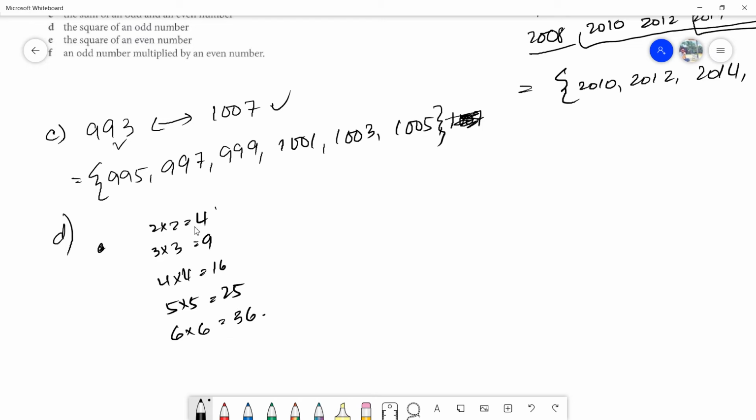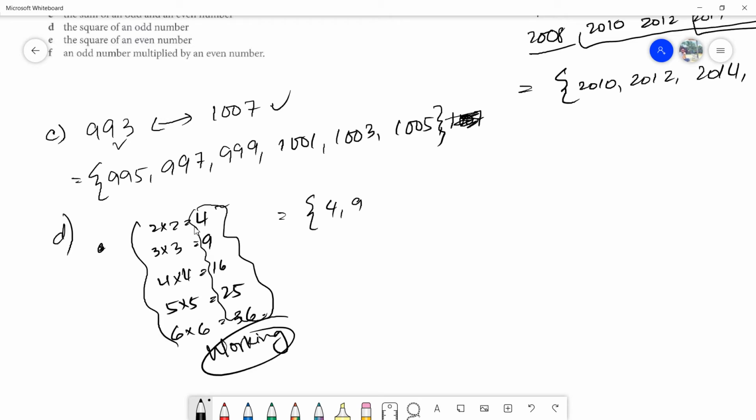So these are our first 5 square numbers. We are going to write 4, 9. This is just working, okay? Please make sure this is just working. You don't have to show it. This is just for you to understand. But if the exam or your test requires you to show your working, then you have to show this, or else you can just proceed with these numbers. That's all. 4, 9, 16, 25, and 36.